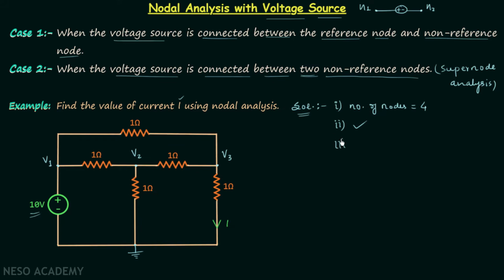Now we will move on to step number 3, in which we will obtain the nodal equations or the KCL equations for each non-reference node. The first non-reference node is this node. So at node number 1, now before writing down the equation, I want to ask one question. Why do we obtain the nodal equations?